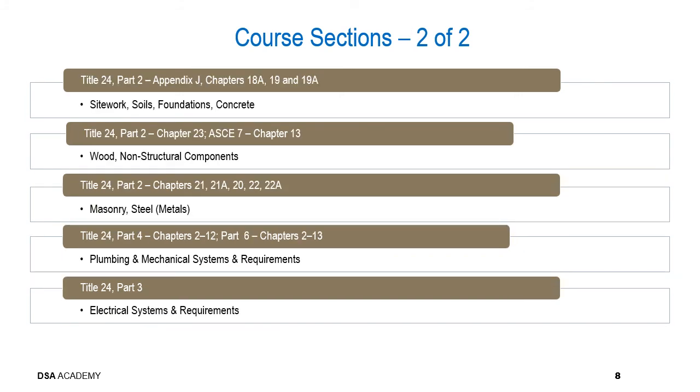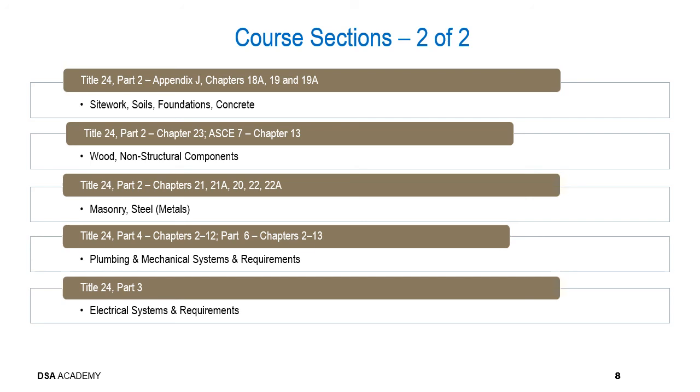Continuing on with Title 24, Part 2, which again is CBC, in Appendix J, Chapters 18A, 19, and 19A will cover site work, soils, foundations, and concrete. And then the next module will be CBC Chapter 23, as well as some items in ASCE 7, Chapter 13 for non-structural components, and wood will be covered in Chapter 23. And then the next module for CBC Chapters 21, 21A, 20, 22, and 22A are going to be masonry, as well as steel or structural steel and metals.